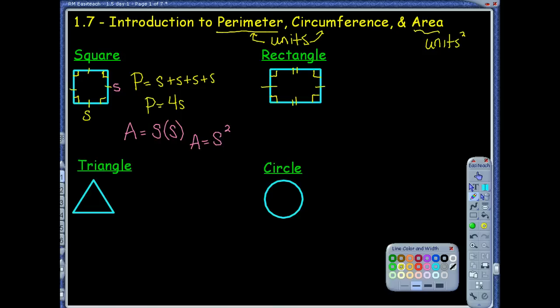Wonderful. So can I call all these side lengths just S now? No. You've got to label them differently. So you've got to have 2 variables. Sometimes they use length and width. I think our book uses base and height. Yeah. So either one would be fine.